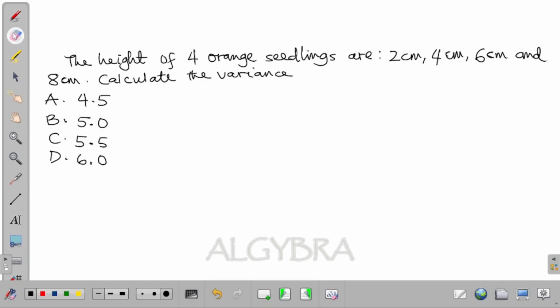So here's a sample question for you to solve. It says the heights of 4 orange seedlings are 12 centimeters, 4 centimeters, 6 centimeters, and 8 centimeters. Calculate the variance of the distribution. The options are 4.5, 5.0, 5.5, and 6.0. So solve this question and drop your answers and solution method in the comment section.